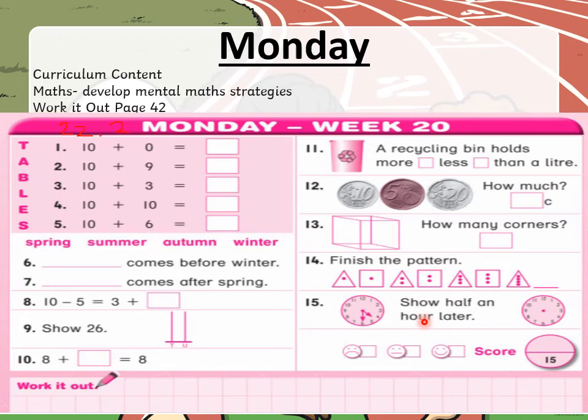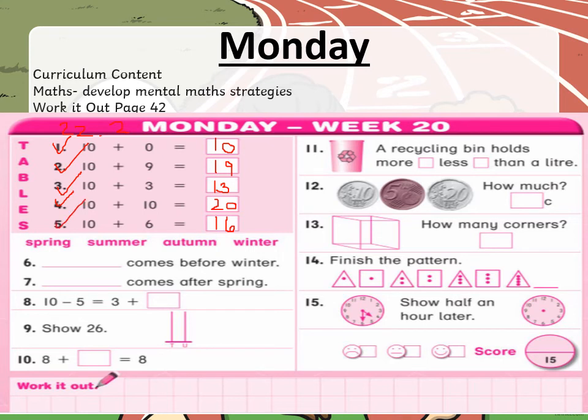Now, boys and girls, if you need to pause here, do, but we're going to go straight into correcting. So number 1, 10 plus 0 is 10. Number 2, 10 plus 9 is 19. Number 3, 10 plus 3 is 13. Number 4, 10 plus 10 is 20. And number 5, 10 plus 6 is 16. If you notice, boys and girls, when you're only adding a unit to your 10, you just have 1 and the unit after it. So 10 and 9 is 19, 10 and 3 is 13, 10 and 6 is 16.